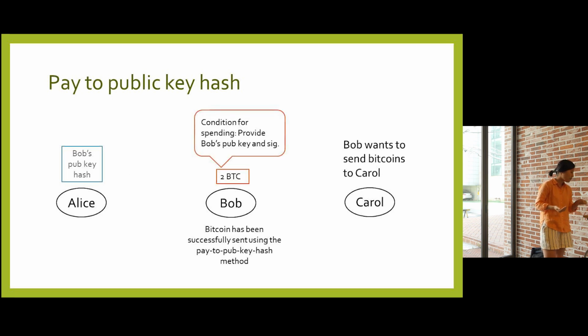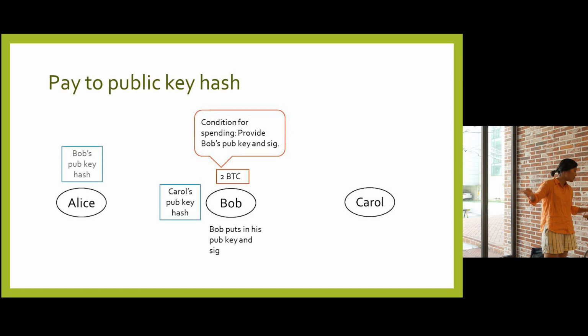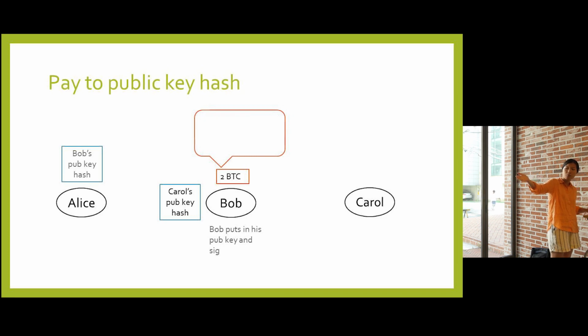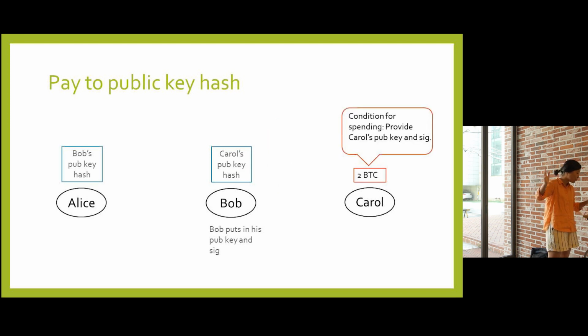And now it goes to Bob. Now Bitcoin has been successfully sent using the pay to pub key hash method. And now Bob wants to send the 2 Bitcoins to Carol. She gives him her public key hash, which is an account number or an address. And then now Bob has Carol's pub key hash. What he does is, it's a little different now, he puts in his pub key and signature to prove his ownership of the 2 Bitcoin that he received from Alice. And what this does is that it erases the condition to spend this 2 Bitcoin, and this is a change of ownership. Now he puts a different condition. The condition for spending the 2 Bitcoin now is to provide Carol's public key and signature. Carol's public key and signature is nothing but the PIN code. And this is sent to Carol, and Carol receives it. Now that has been a successful transaction.